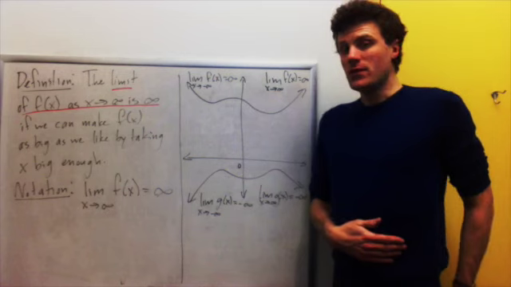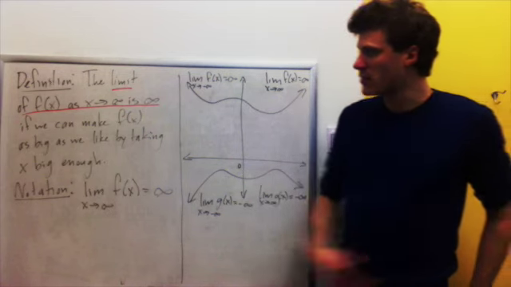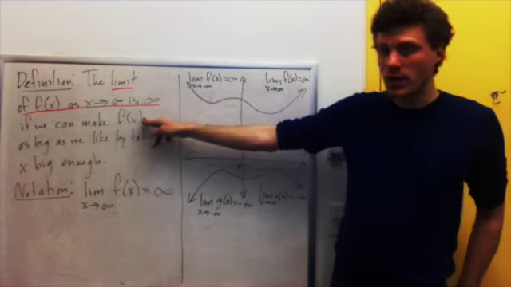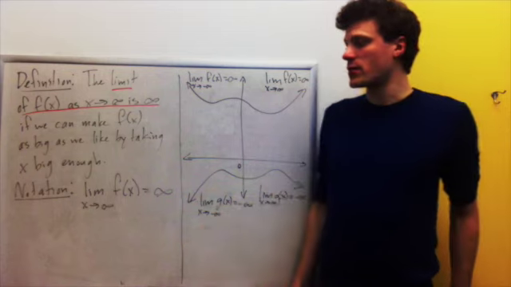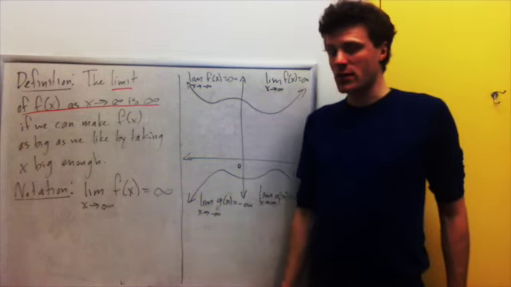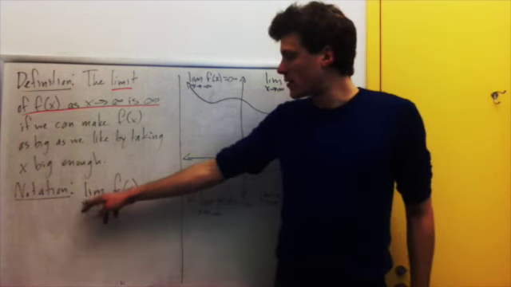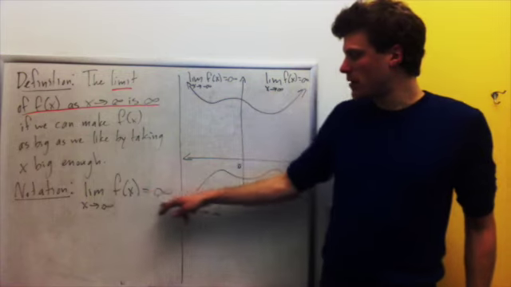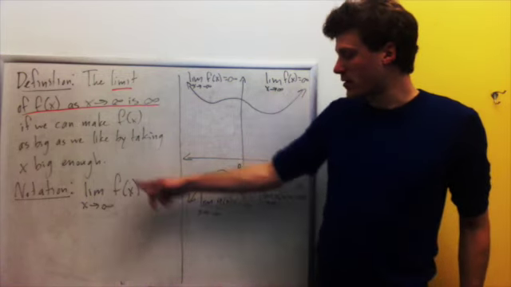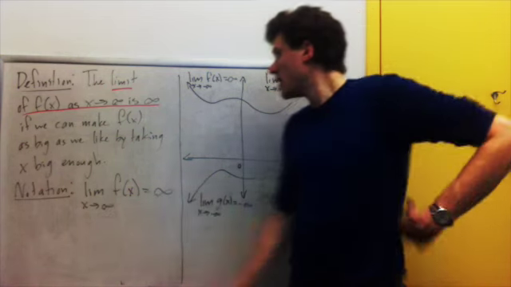Now we can also have infinite limits at infinity. So I will say that the limit of f of x as x approaches infinity is infinity if we can make the values of f of x as big as we like by taking x big enough. So as x gets bigger and bigger, f of x gets bigger and bigger without bound. And we write this as the limit as x goes to infinity of f of x is infinity. We have similar notions for f of x going to negative infinity and for x going to negative infinity.